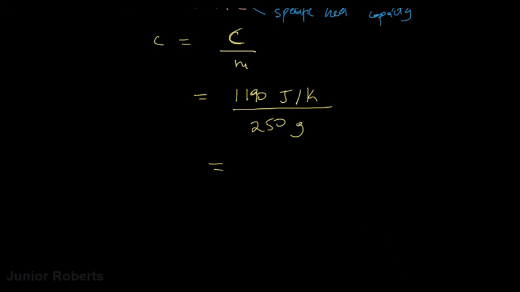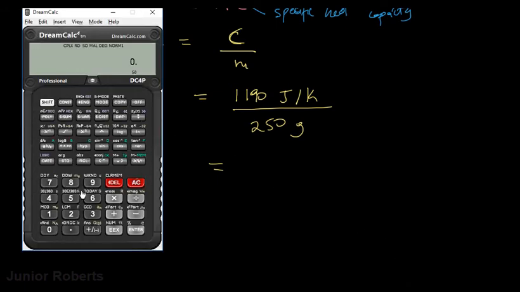And then we take our calculator again. We're going to say 1190 divided by 250, right? And we get 4.76 joule per gram per Kelvin. And this would be our final answer.